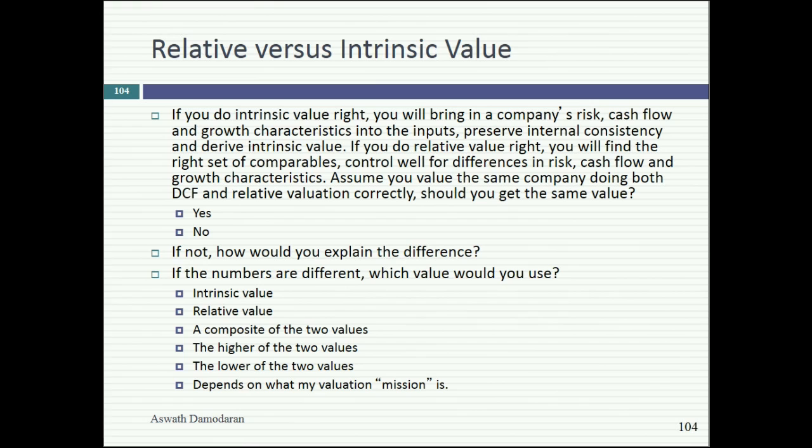Let's say that you've done your DCF, you've come up with a value, you've followed every rule in the book, you've done this right. You do a pricing for your company, you've done everything right. You pick the right sector, you control for everything, you price the company. So you've got an intrinsic value for your company, you've got a price for your company. We've kind of answered this question, but let's answer it again. Are you going to get the same number for your company using both approaches?